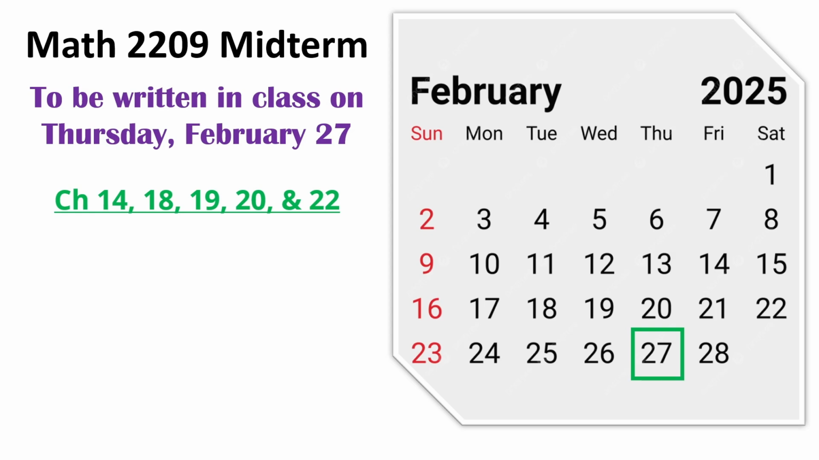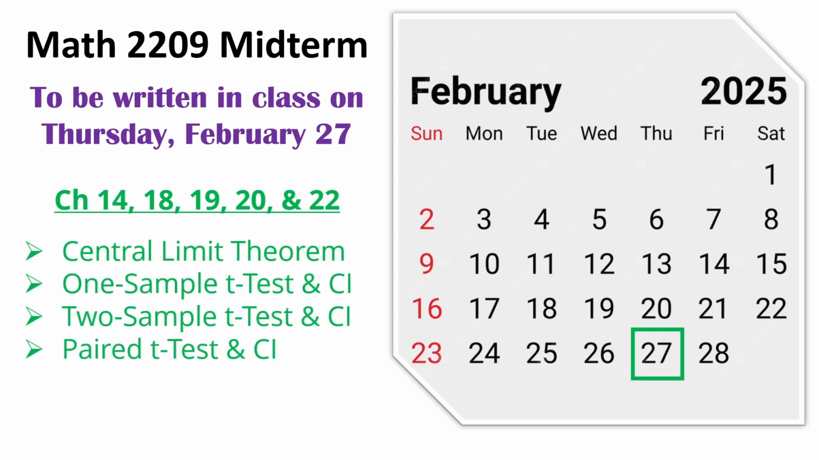The material that will be covered: the central limit theorem, the 3 t-tests, including confidence intervals for those tests, and then the only chi-squared model would be the goodness of fit test. What can you bring to the midterm?